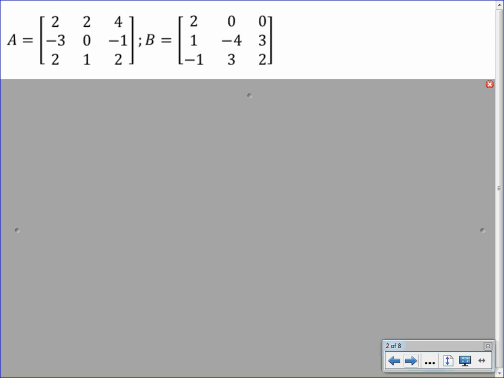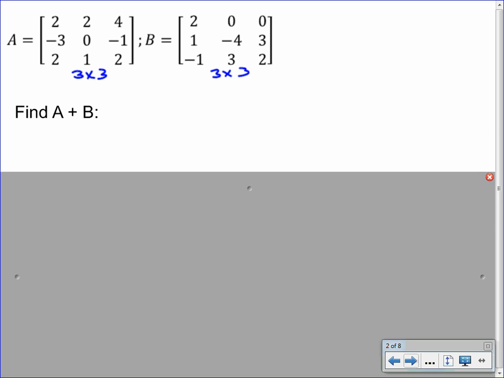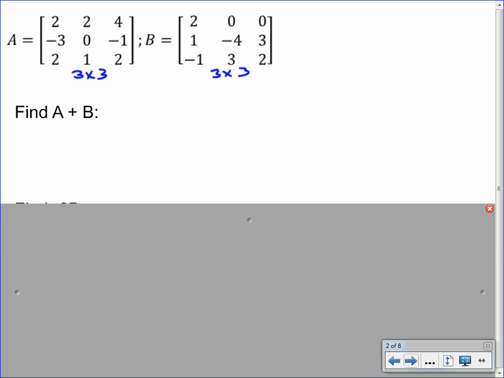Jason, what's the order of A? It's the order of B. Alright, so they have the same order, right? I want to find A plus B. So my sum is going to be a 3x3 matrix. My first row would be what? 4, 2, 4. 2 plus 2 is 4. 2 plus 0 is 2. 4 plus 0 is 4.